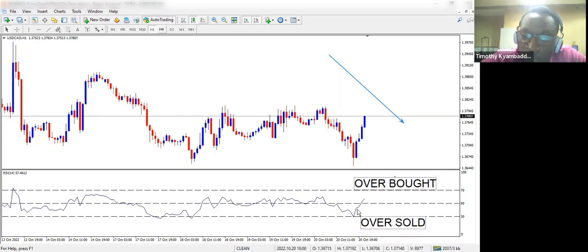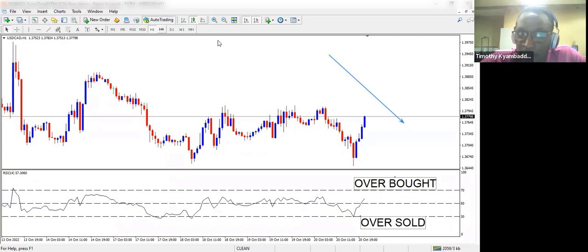Now, usually when the RSI line, the relative strength index line, is above the 50 or the midpoint of the levels, the market is considered to be trending upwards. And when RSI is below the 50 level, the market is considered to be trending downwards. So how do you use this to get selling signals? First and foremost, you know your bias is to the downside. So you wait for the market to become overbought.